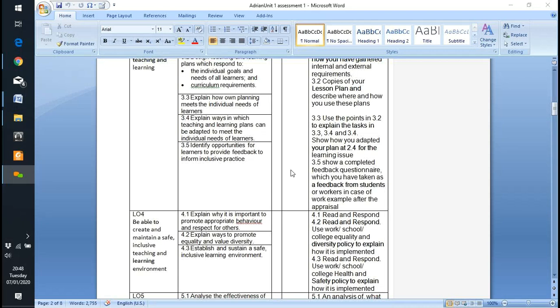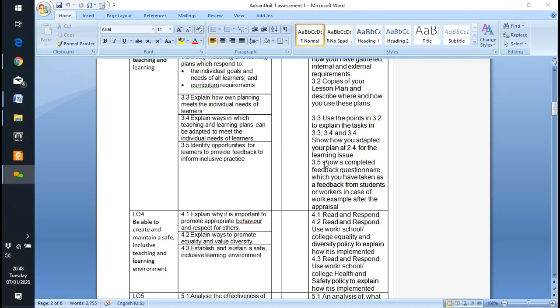A lot of this work crosses over, as I've said. As you move through the qualification, you'll find that we can cross-reference work that you've already completed into similar circumstances within the assessment criteria or the units as well.